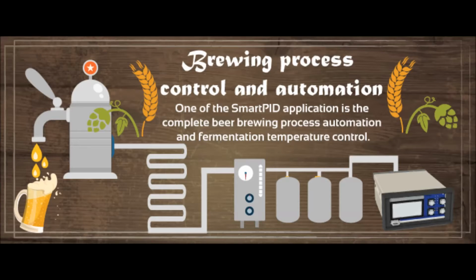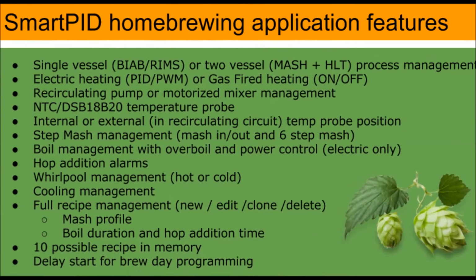The first vertical and dedicated application that runs on the SmartPID platform. The application is completely dedicated to home brewing process automation, and we have called it the Smart Homebrewing app. It is a very powerful and flexible application that allows you to manage the whole process in all its steps, from the mash-in to the step mash, the boiling, hop addition, whirlpool, and cooling.